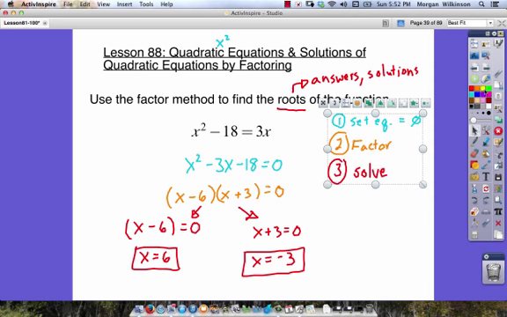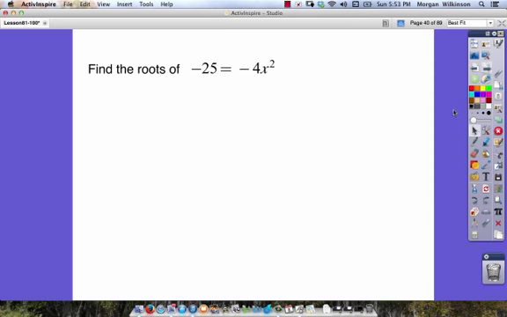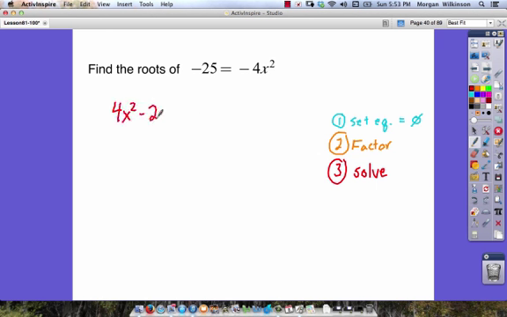So we'll copy that. Okay, here we go. We want to find the roots of negative 25 is equal to negative 4x squared. So if we want to set the equation equal to 0, in this one, the only way we can set the equation equal to 0 and be able to solve it is to move the 4x squared to the other side by adding. And we're going to do that so we can use our difference of two squares theorem. So we're going to get 4x squared minus 25 equals 0. Okay, that was step 1.